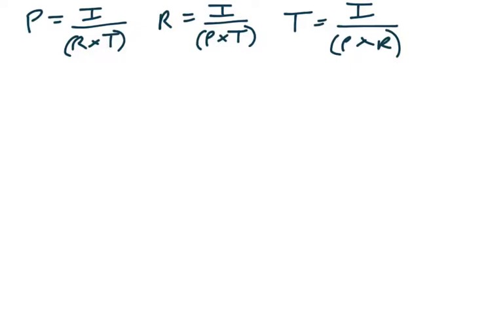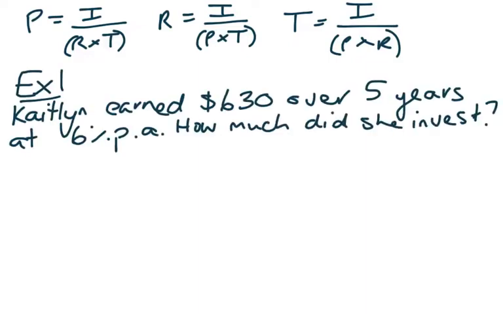All right, so we'll do a couple of examples of this now. Okay, so we've got this question here. Caitlin earned $630 over 5 years at 6% per annum. How much did she invest? So we need to underline some important things. She earned $630. So if you've earned something, that's your interest.